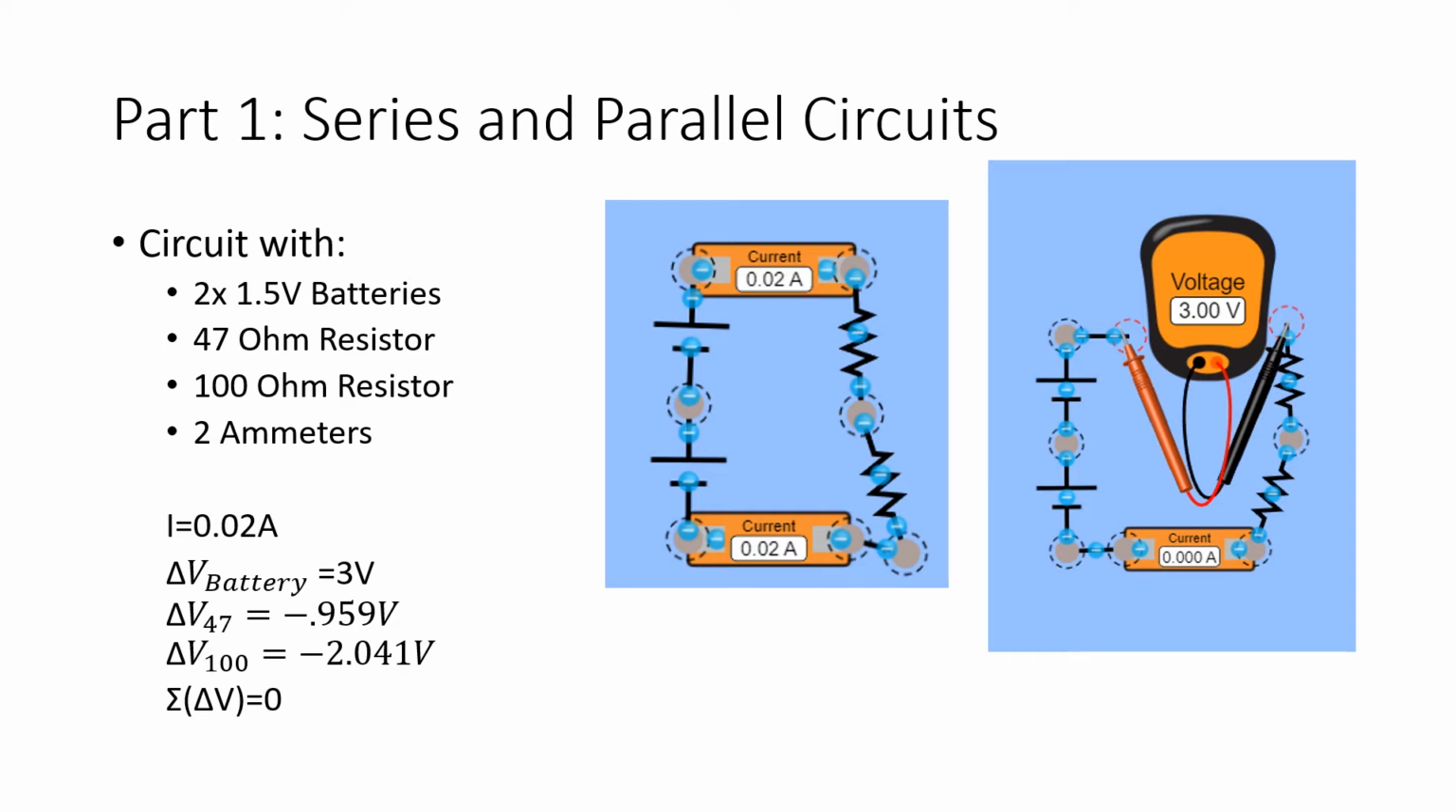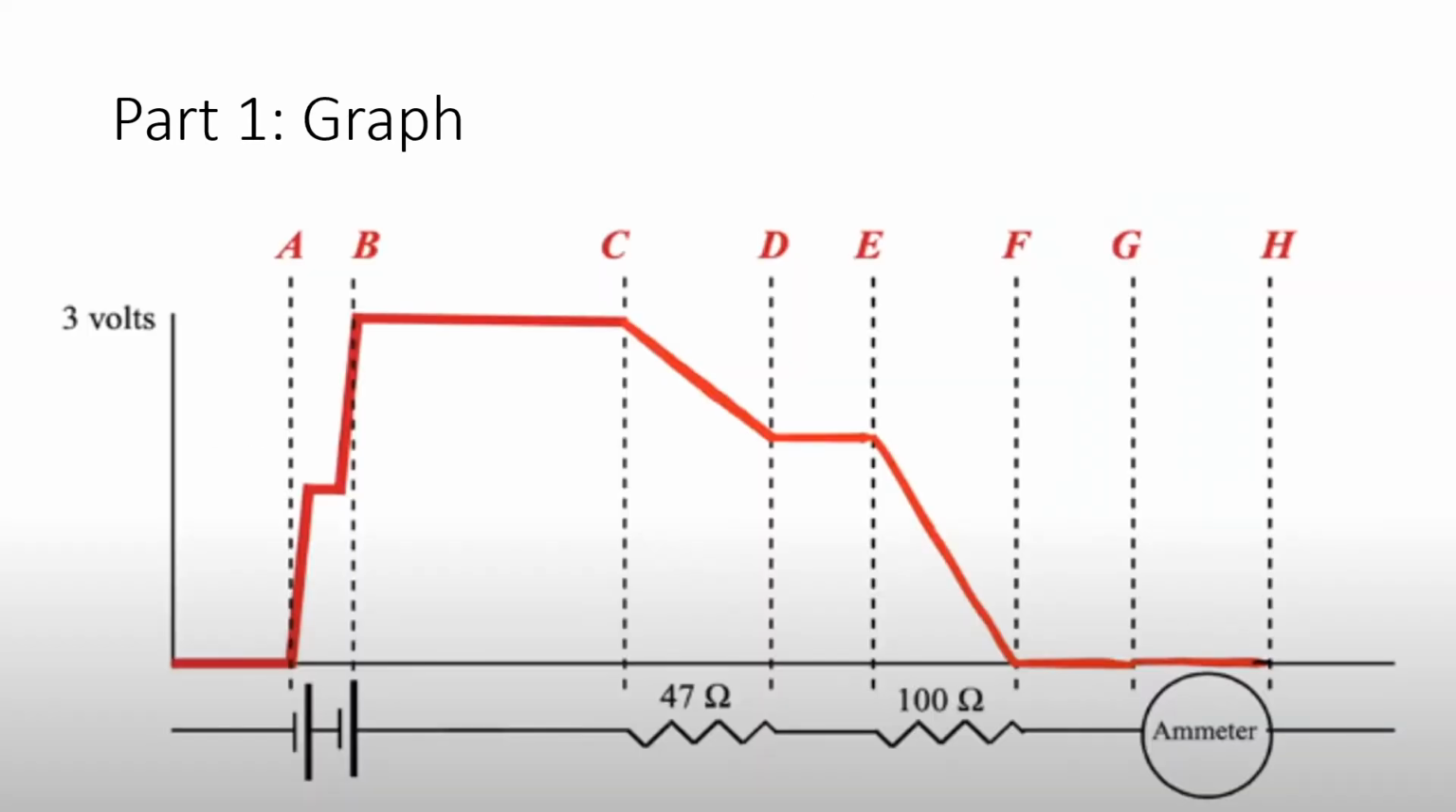Through the calculations, we find that the current is 0.02 amps. The voltage of the battery is 3 volts, the voltage of the 47 ohm resistor is negative 0.959 volts, and the 100 ohm resistor is negative 2.041 volts, which is a total of negative 3 volts for all the resistors combined, making the net voltage 0. Part 1, here's a graph showing how the voltage changes.